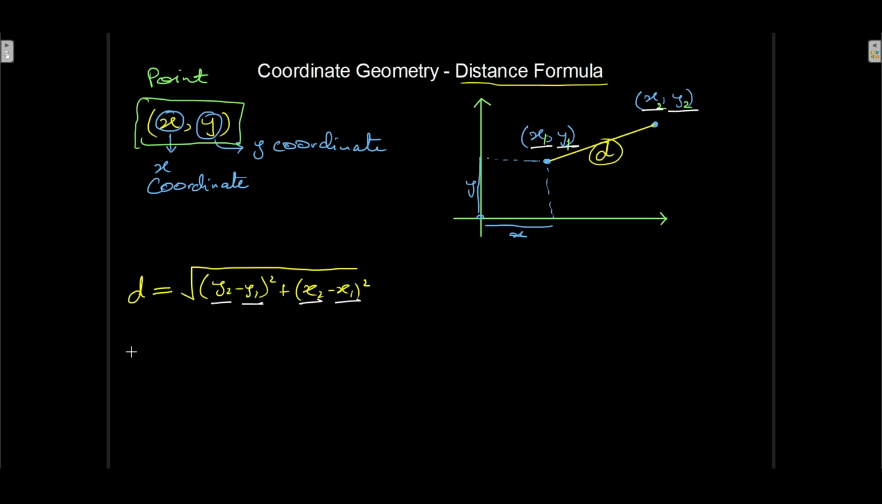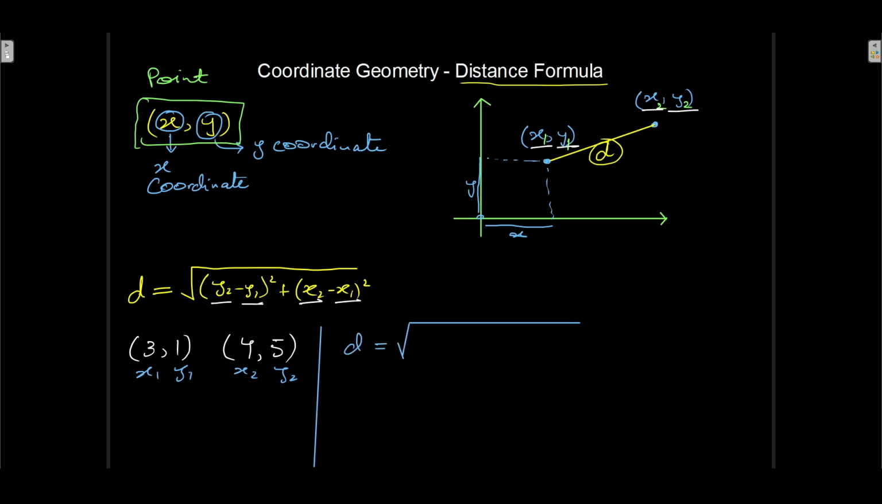Right, so let's take an example. Like for instance, I have to find the distance between 3 comma 1 and 4 comma 5. So what I can do is first of all label them as x1, y1 and x2 and y2. Now, I can just apply the distance formula, which is given by the root of y2 minus y1 whole squared plus x2 minus x1 whole squared.